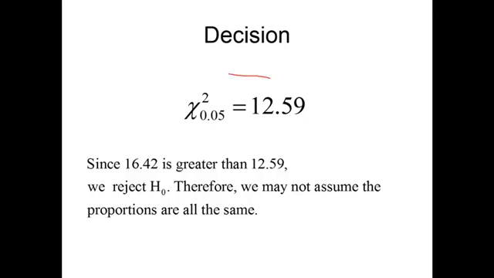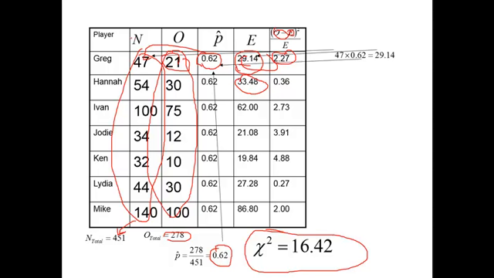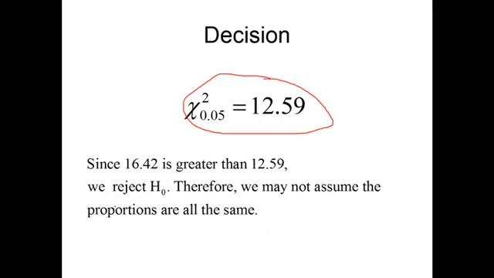The table lookup for this many degrees of freedom, and it is 1, 2, 3, 4, 5, 6, 7, so 6 degrees of freedom, is 12.59, and 16.42 is greater than 12.59, so we reject our null hypothesis. We may not assume that all proportions are the same.